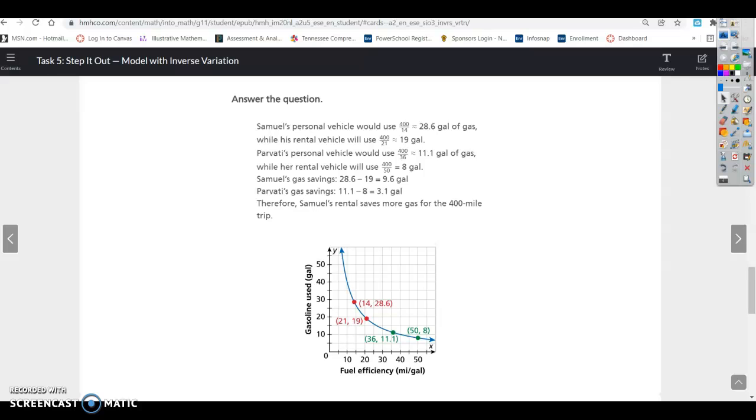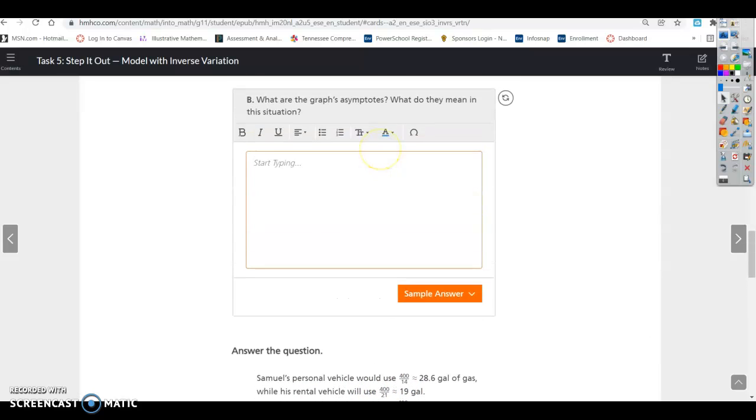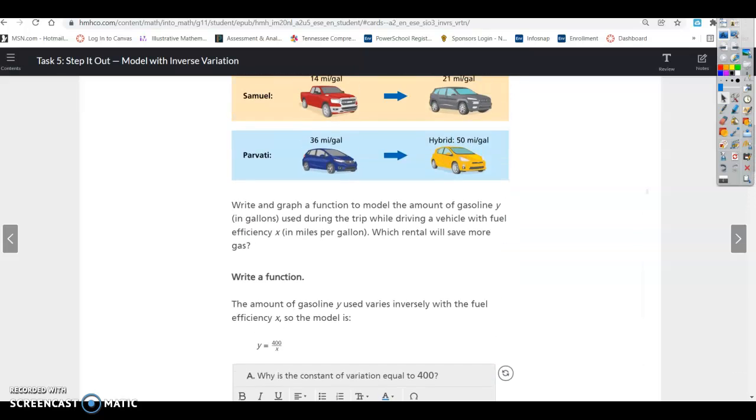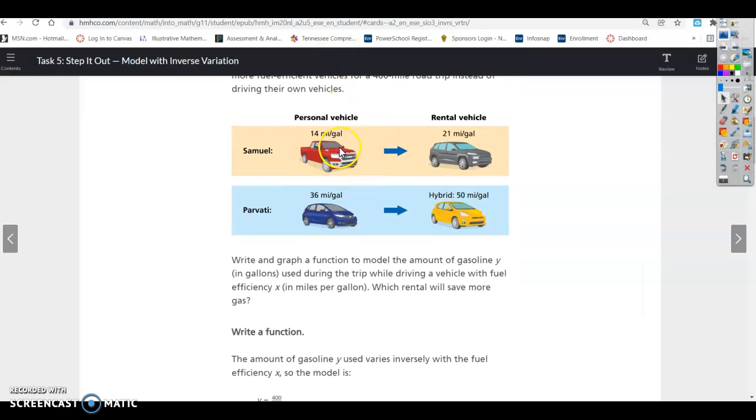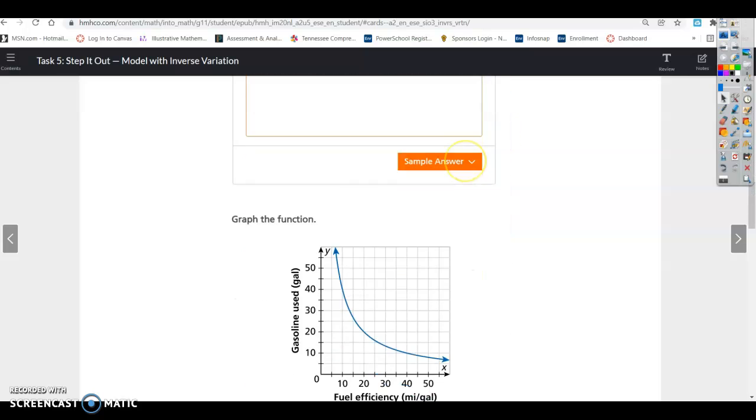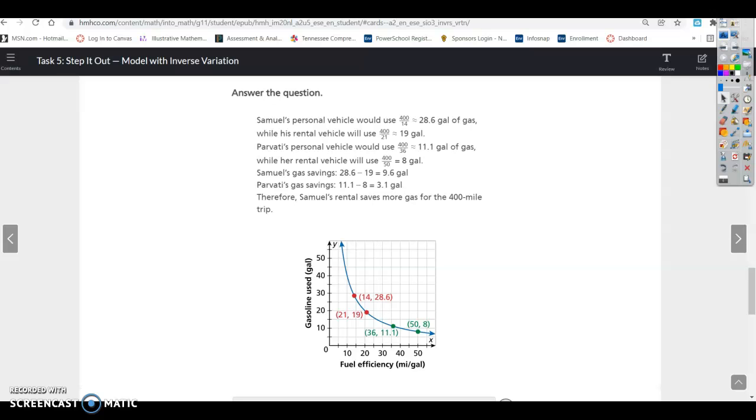All right, so it says answer the question. Sam's personal vehicle would use 400 divided by 14, or 28.6 gallons of gas, while his rental will use 400 divided by 21 miles per gallon, or 19 gallons of gas. And these numbers here, 14 and 21, are what they gave us in the picture. So they're just putting those numbers into the equation to figure out how many gallons of gas it was going to take. So his personal vehicle, 28.6, rental, 19 gallons.